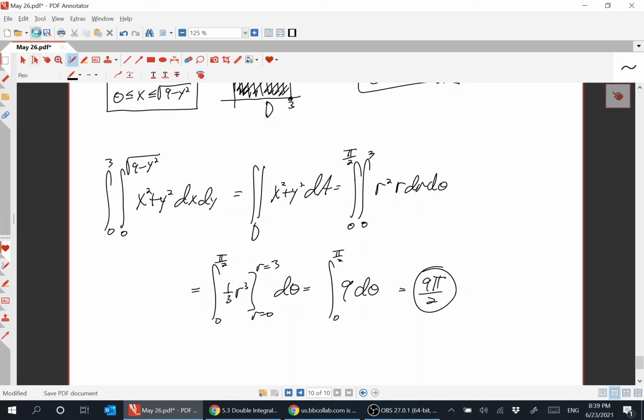Okay, so, oh wait, no, I'm sorry. This was r to the third. I did that wrong. dr d theta, the antiderivative is 1/4 r to the fourth. So that's 81 over 4. Anyway, so that's 81 over 4 times pi over 2. So it's 81 over 8. 81 pi over 8.